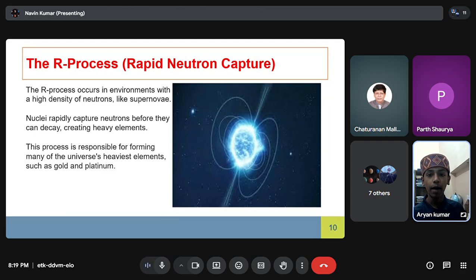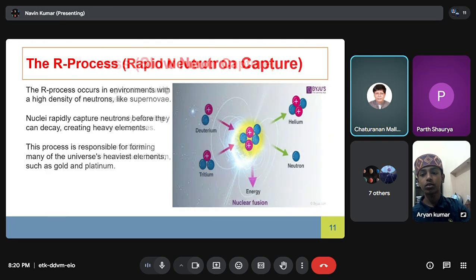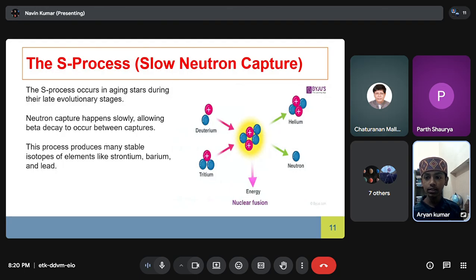So this is rapid neutron capture, where it captures neutrons at a very rapid pace, and then converts those neutrons to protons. So that creates heavier elements.